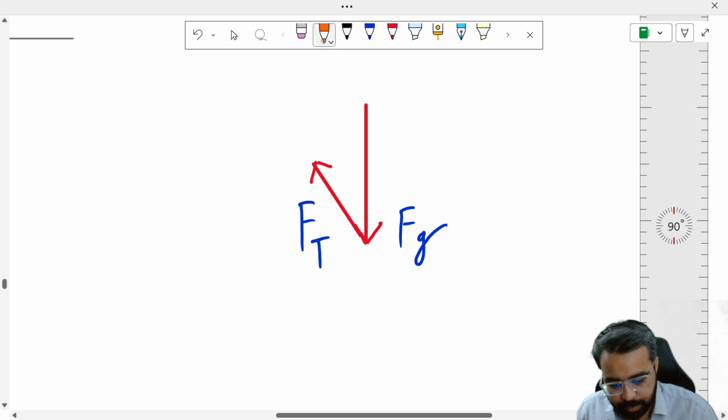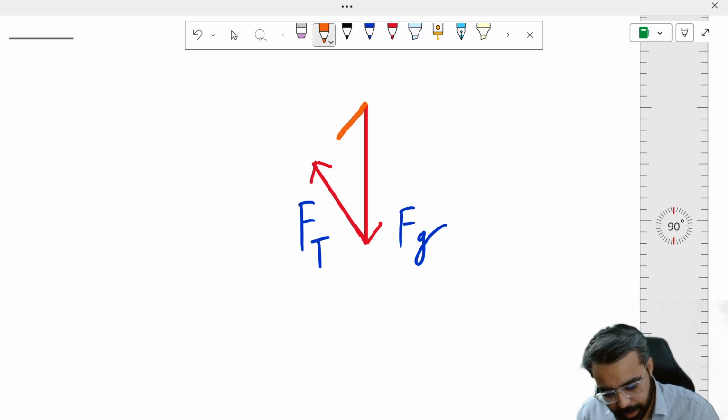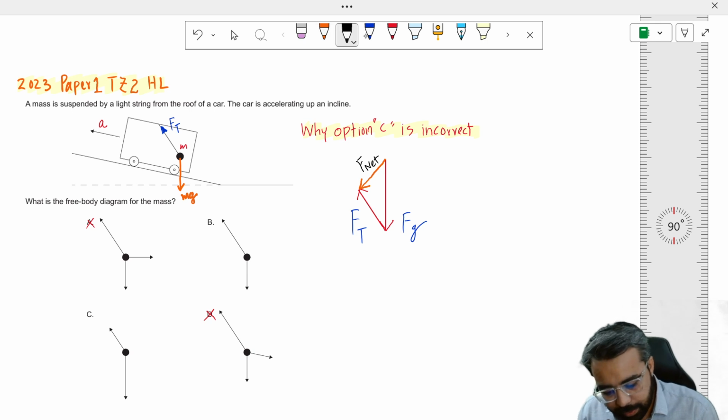And what is the resultant vector now? The resultant vector will be the one whose tail coincides with the tail and head is joined with the head, which clearly shows us that the net force is exerted down the plane. So dear students, we know that the resultant force should be in the direction in which this car is accelerating. Okay, so that's why this net force is not making any sense. That's why option C is wrong, and why option B is right.